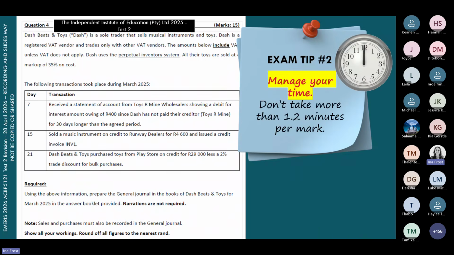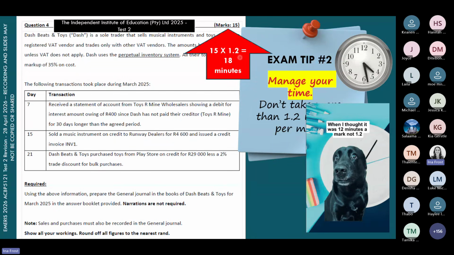So remember exam tip number 2. Exam tip number 2 says we need to make sure we are managing our time properly in the upcoming assessments. For each question, you have 1.2 minutes for every mark that you have to earn. What does that mean then? It means if this question was for 15 marks, you multiply the 15 marks by 1.2, and then you know you have got 18 minutes in which to complete this question.